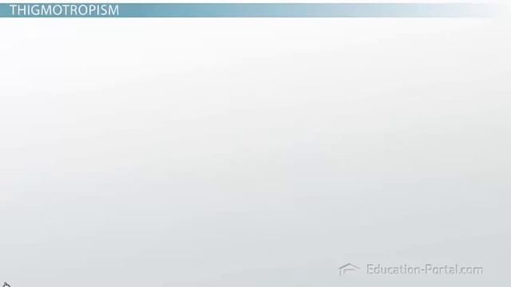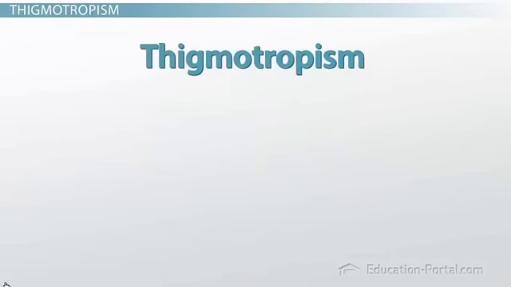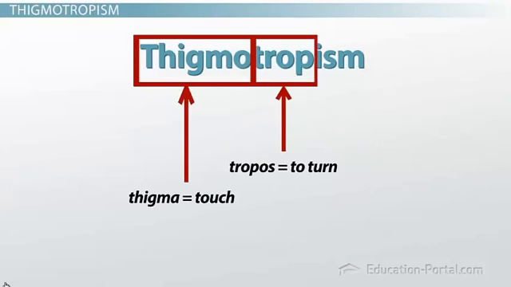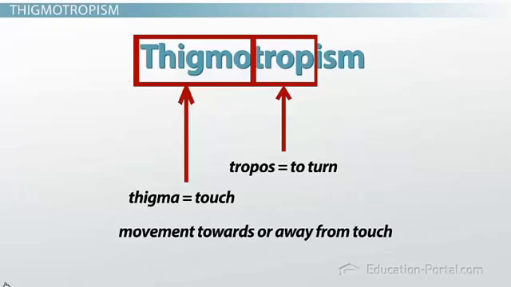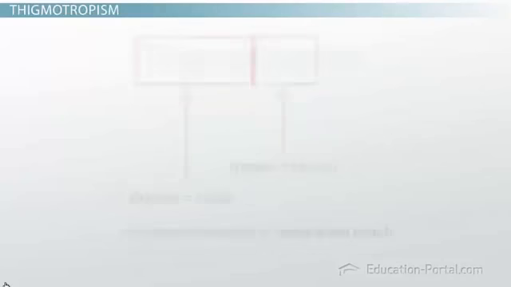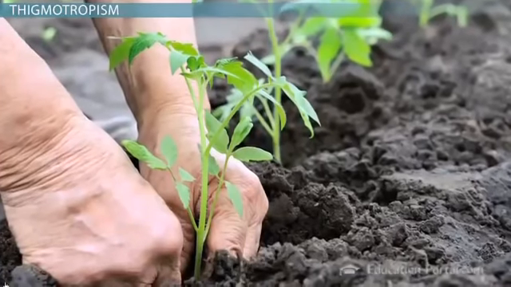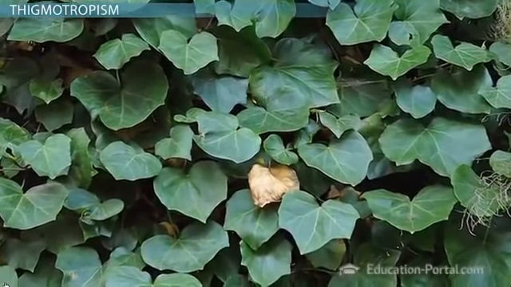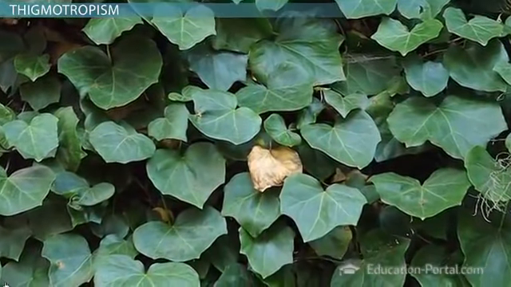The last type of tropism we will look at is thigmotropism. Thigma means touch, and again, tropos means to turn. Therefore, thigmotropism is movement towards or away from touch. Plants can be affected by touch both positively and negatively. For example, if you repeatedly touch a young growing plant, this can actually cause the plant to grow less. This is useful for plants growing close together so that they don't outgrow the limited space.